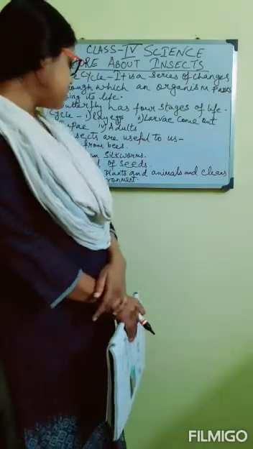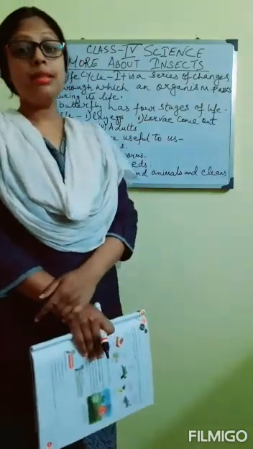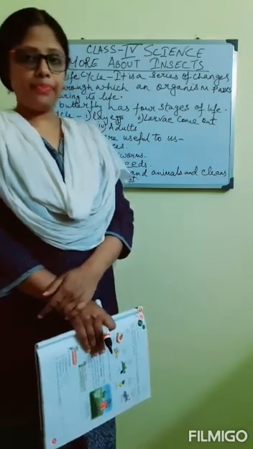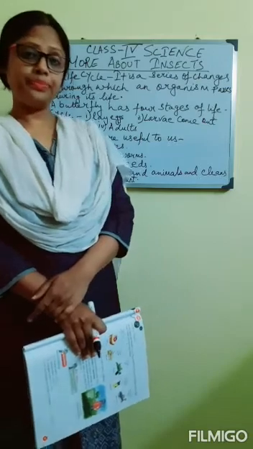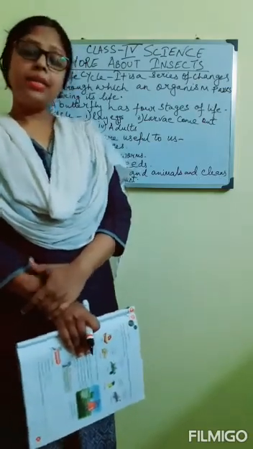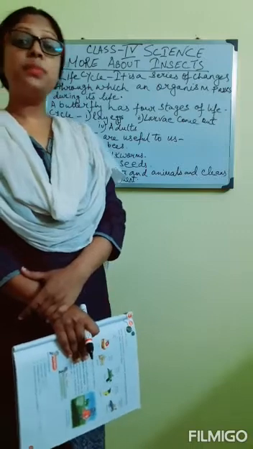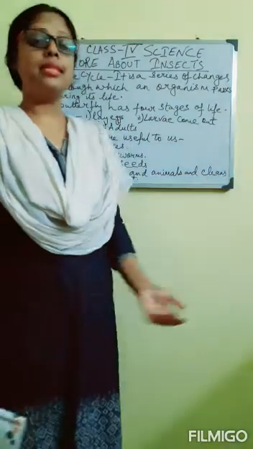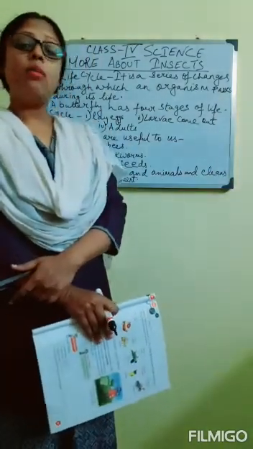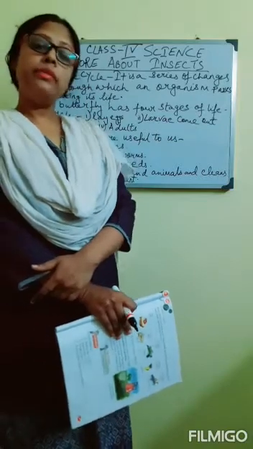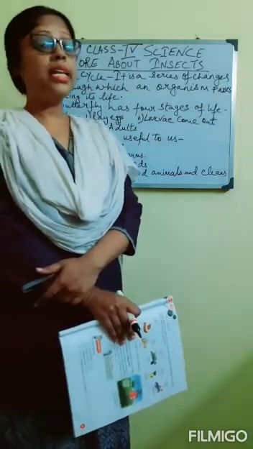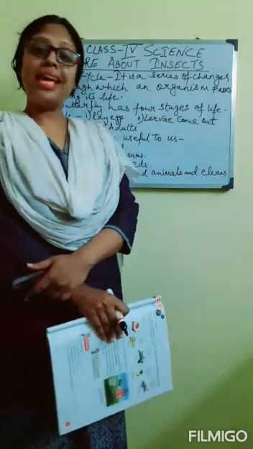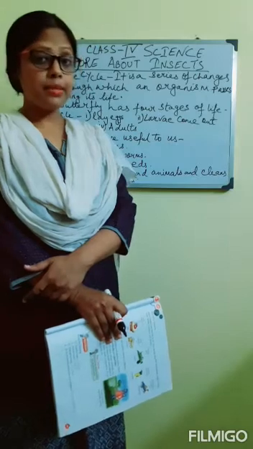The next insects that are useful to us are silkworms. We get silk from them. There are also insects that help us in the dispersal of seeds. That is, they help in scattering the seeds everywhere. And what happens after the dispersal of seeds? New plants grow in different places. So, insects also help us in the dispersal of seeds.